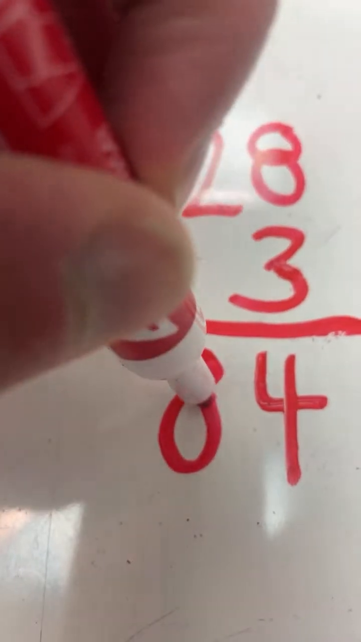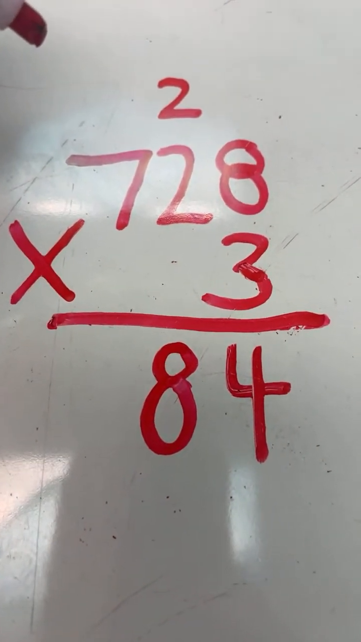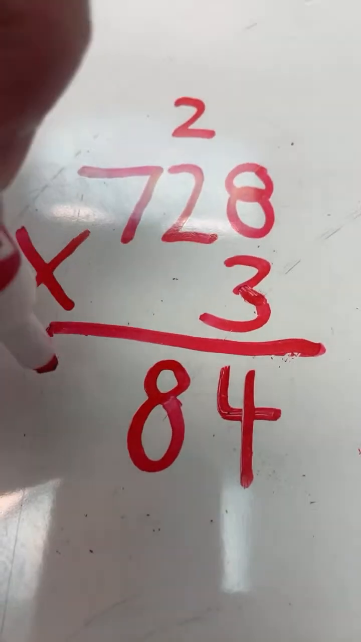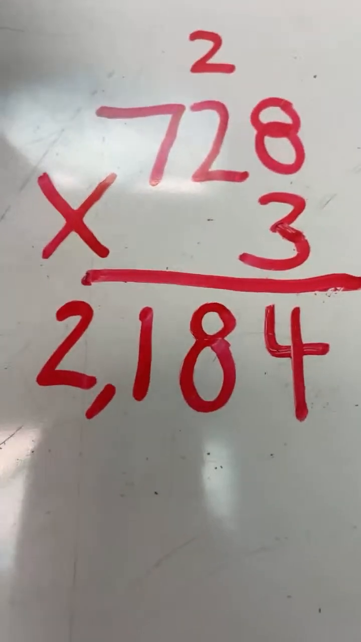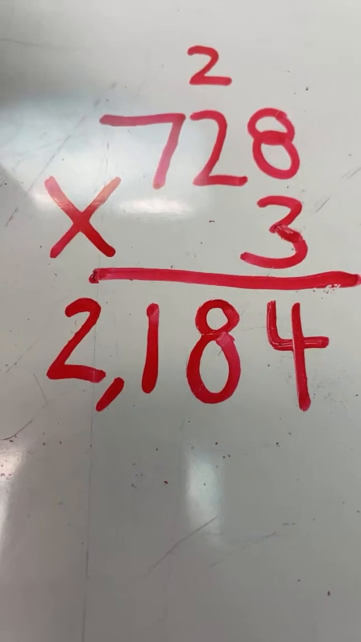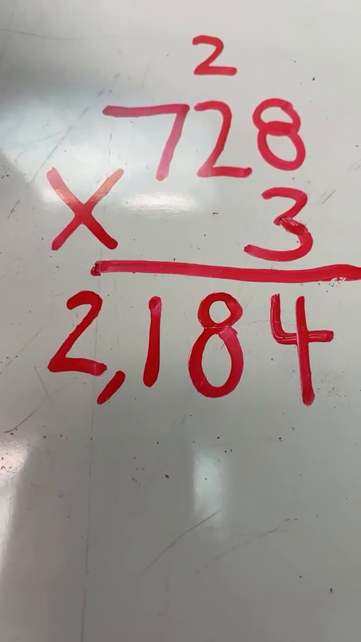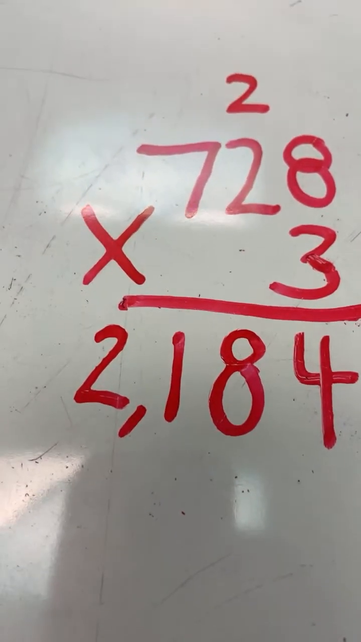Now, we do not need to regroup in the tens place because our product is less than 10. We only regroup when our product is 10 or more. 7 times 3 equals 21. And we have our final answer. 728 times 3 equals 2,184.